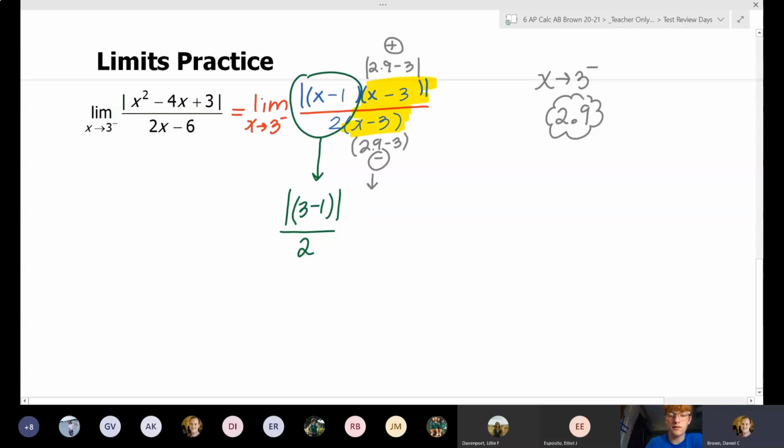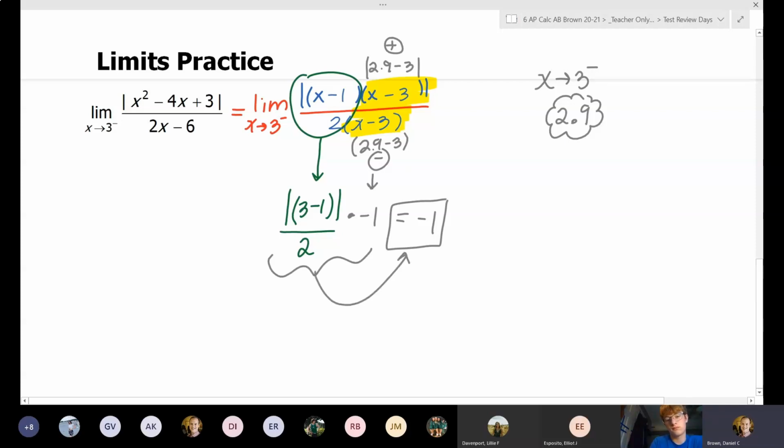Negative. -1. So it's going to be times the -1, and then we can finish this problem out. I have 3 minus 1, which is 2. 2 over 2 is 1, and 1 times -1 gives us a -1. So I basically simplified all that to give me this answer.